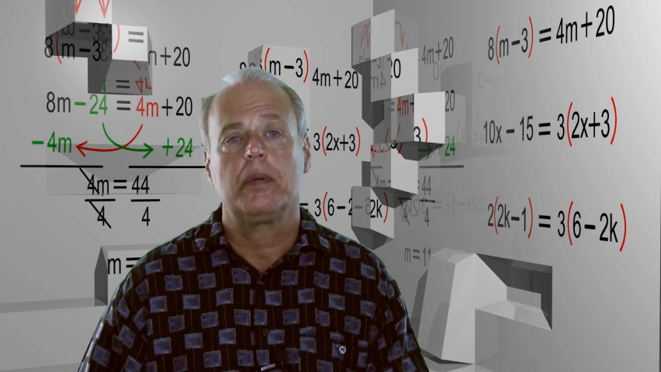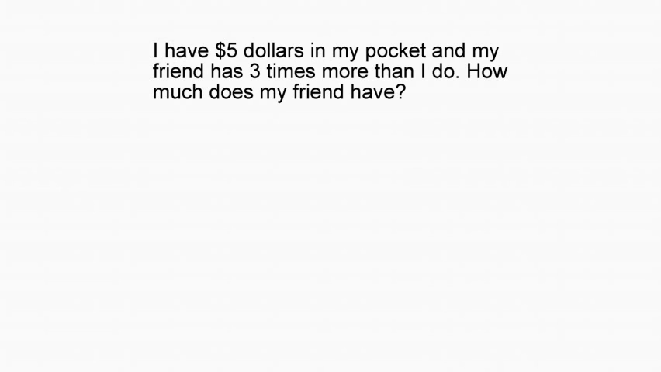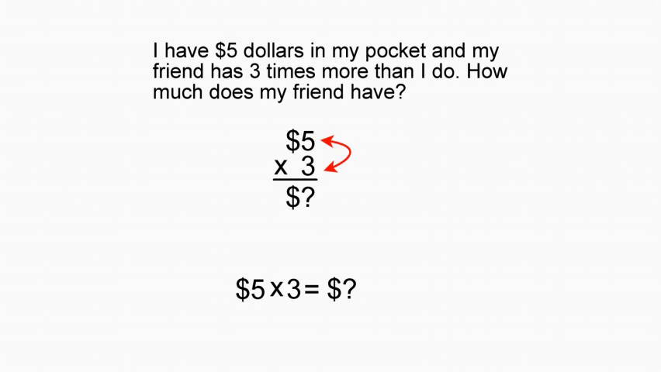Here's another problem. Suppose I have $5 and my friend has 3 times more than I do. How much money does my friend have? As you can see, this is a straightforward, simple one-step multiplication problem. I can also write it horizontally like this. To solve it, I have to mentally multiply $5 times 3 to get the answer $15.